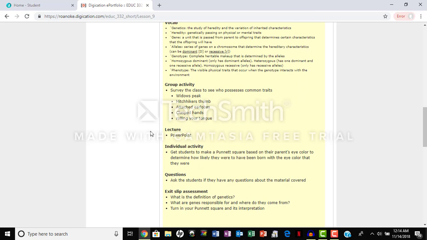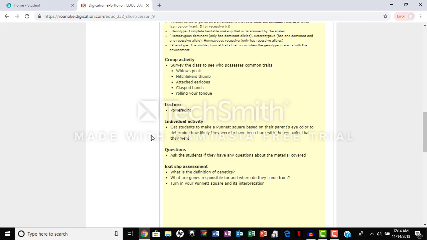And then I go into the lecture, the instruction. That's pretty straightforward. But then after the lecture, I would set up an individual activity, just to gauge how the student did in the lecture and see if they got anything out of it. For example, my individual activity here is to get the students to make their own Punnett square based on their parents' eye color, and then interpret it to see what the percentages are that they were born with the eye color that they were born with.